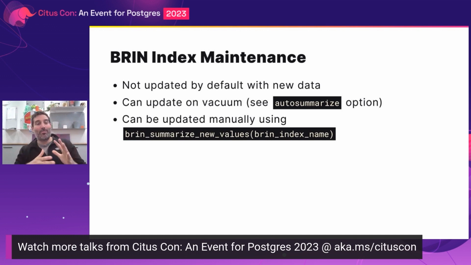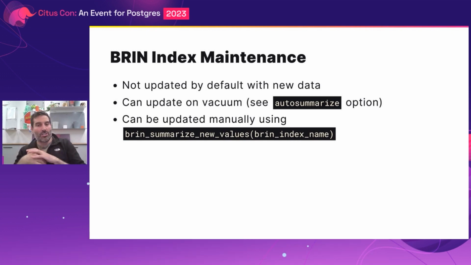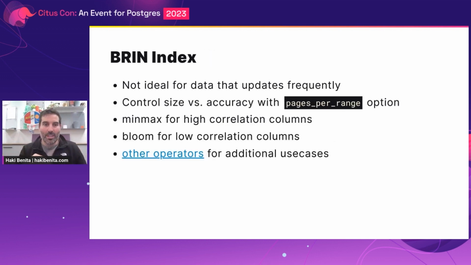So just a note about Brin index maintenance. A, it's not updated by default with new data. That's a bit surprising, I know. This means that the Brin index is mostly useful for data that is not changing very often, meaning data warehouse environments and so on. You can configure Brin index to update on every vacuum. Check out the auto summary option. And you can update it manually using this function. So finally, Brin index is not ideal for data that updates very frequently.